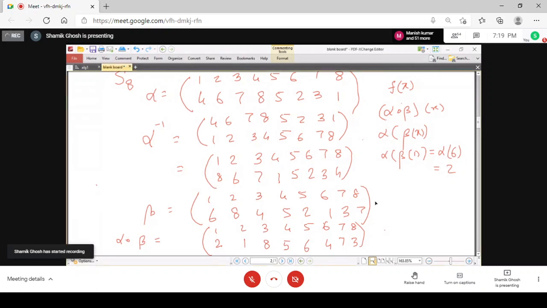So what you have to understand here, in this composition of alpha beta, we are working on beta first and then alpha. This is because of this notation. But in some books, if the element is written to the left of the function, then you have x of alpha of beta like this, and in that case you operate alpha first and beta second.